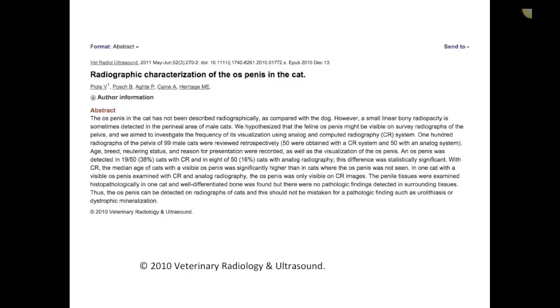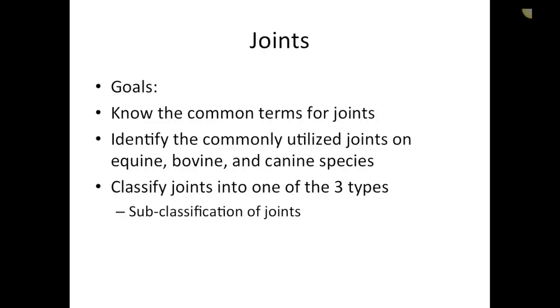But instead, what they're finding out with better quality radiographs and digital radiographs is that some cats actually have tiny, tiny, tiny little os penises. Probably not that interesting to you. I was really interested. So that's the study if you want to read it. Okay, moving along, we're getting out of here.